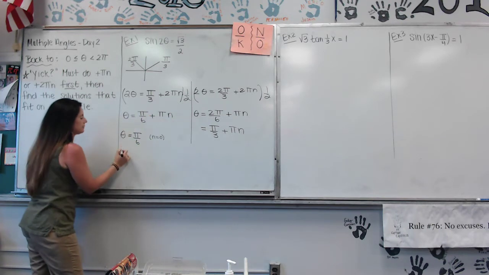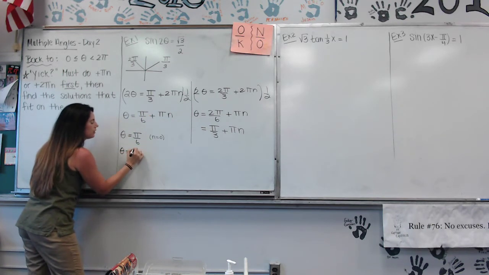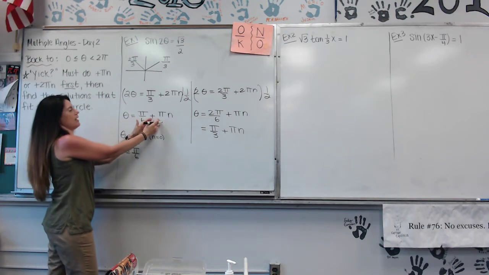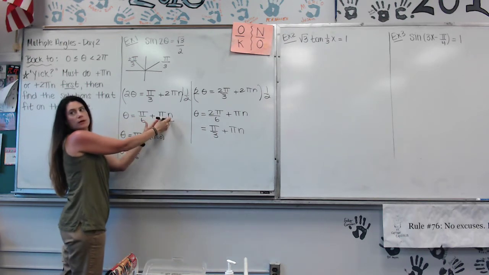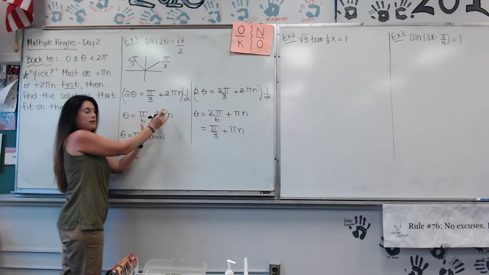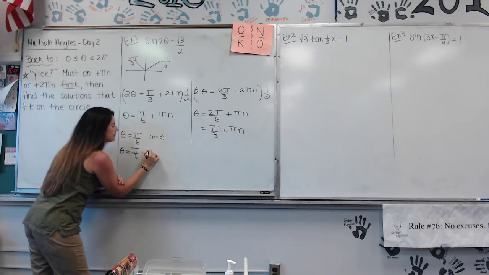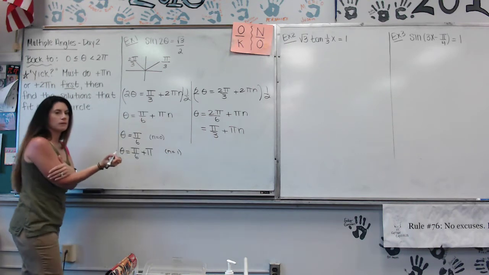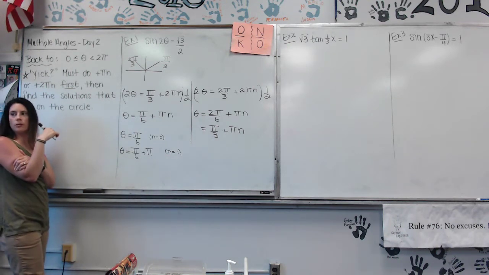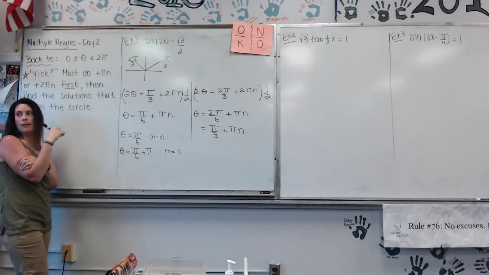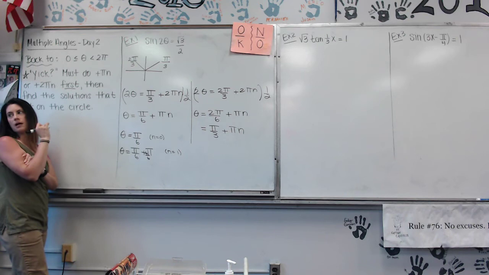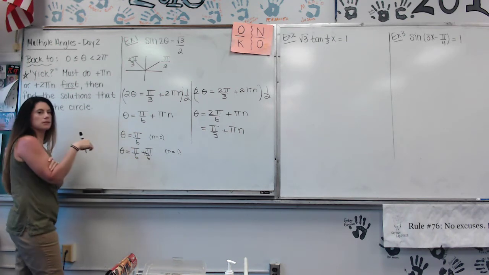So your next answer would be the pi over 6 you started with, and you're going to add, well, what would happen if n is 1? If n is 1, you're adding just one pi, right? So again, that's when n is 1. Now how do you add those things? You need a common denominator, right? So 6 over 6, because its denominator is 1 there. So add a 6 to the bottom.